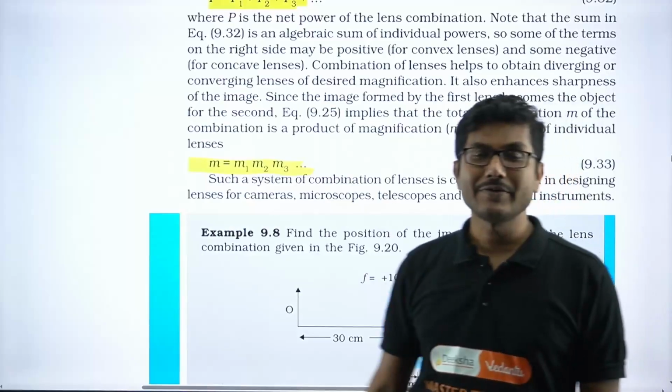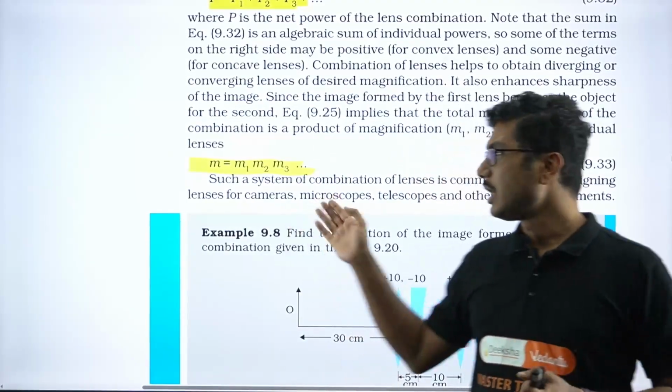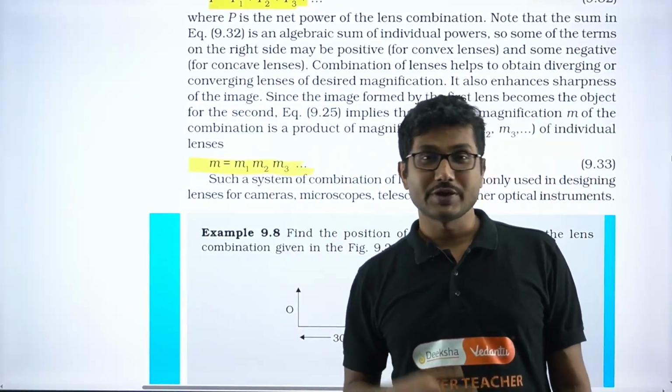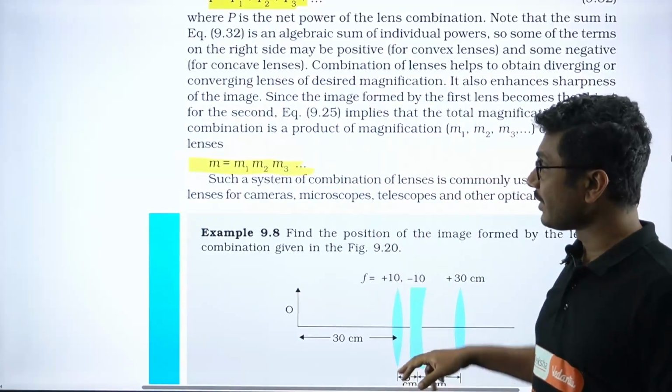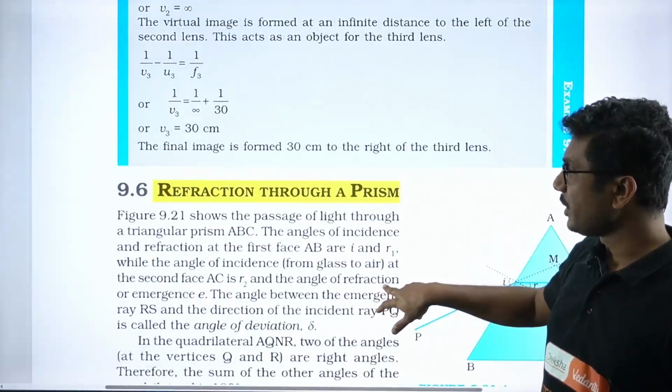And in case of magnification, it gets multiplied. You have to be careful, because sometimes some objective MCQ questions might come from this. Even though it is very easy, students sometimes get confused, so you have to be ready for that.